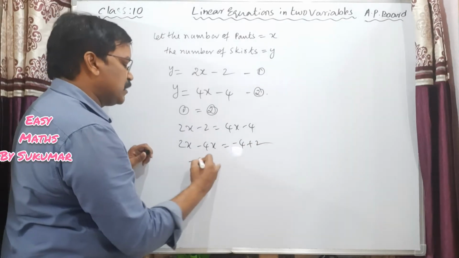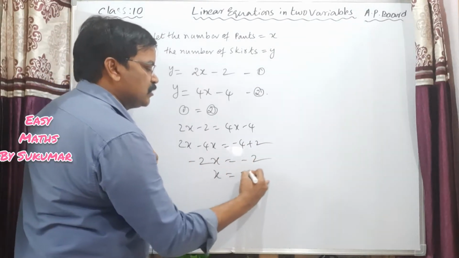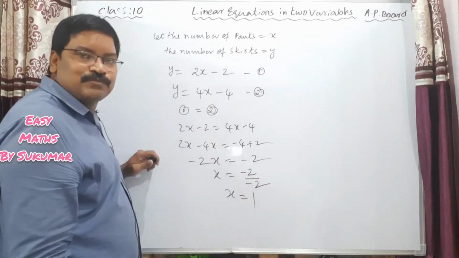So what is 2x minus 4x? That is minus 2x is equal to minus 2. So x is equal to minus 2 by minus 2. So x is equal to 1.